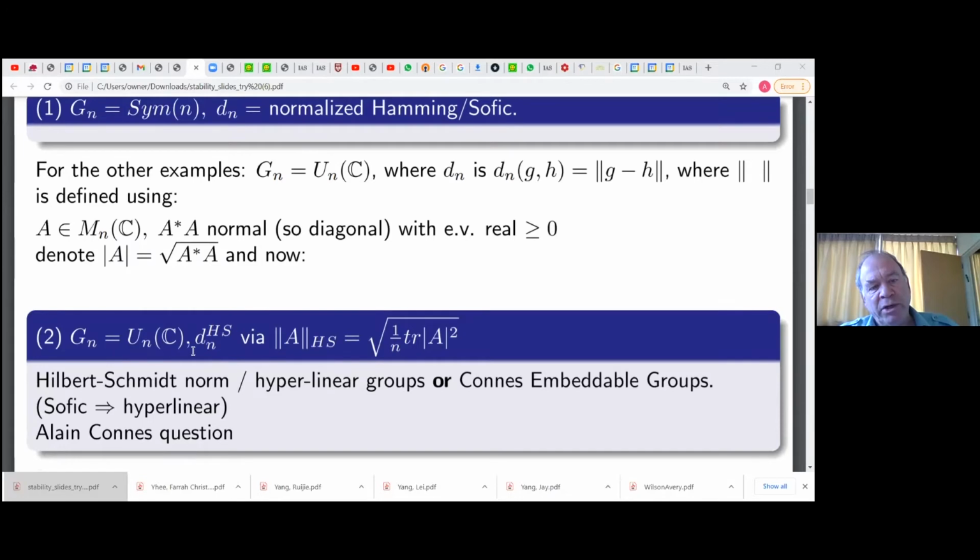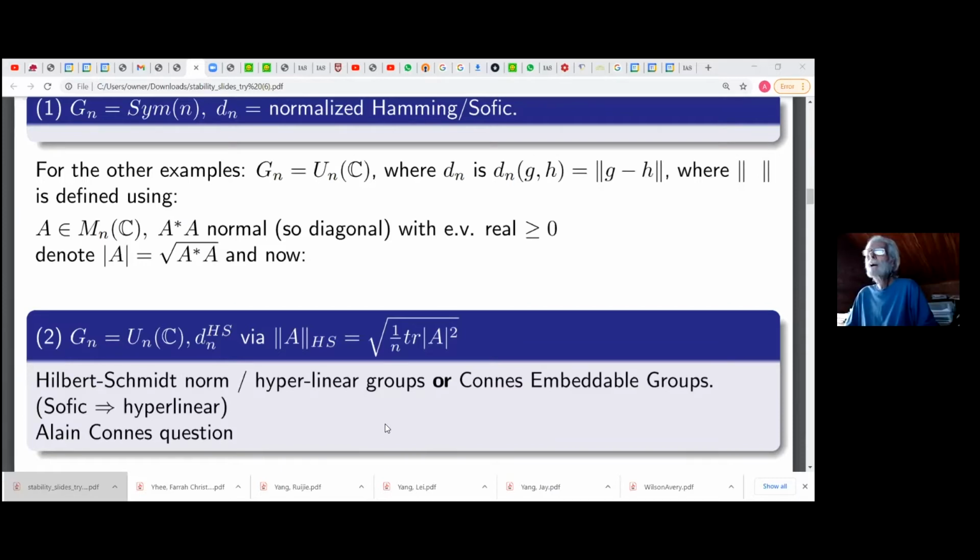If Gn is Un, the first metric we'll talk about is the Hilbert-Schmidt metric, which is defined using the so-called Hilbert-Schmidt norm. What is the Hilbert-Schmidt norm of a matrix? You take the trace of the absolute value of A squared, you divide it by n, and you take the square root of that. And this is called the Hilbert-Schmidt norm.